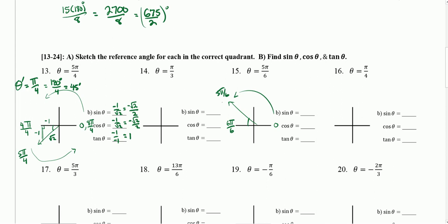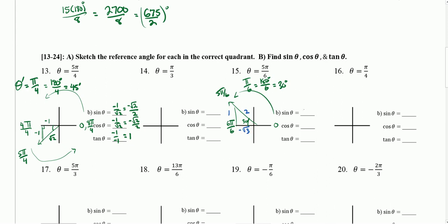So if I subtract 5 pi over 6 from 6 pi over 6, I get pi over 6. Pi is 180, so if we convert this to degrees, we get 180 over 6, which is 30 degrees. So we have our 30, 60, 90 right triangle. I'm going to use opposite side length 1, hypotenuse length 2, opposite 60 is root 3, and then respect the quadrant by making the x value negative.